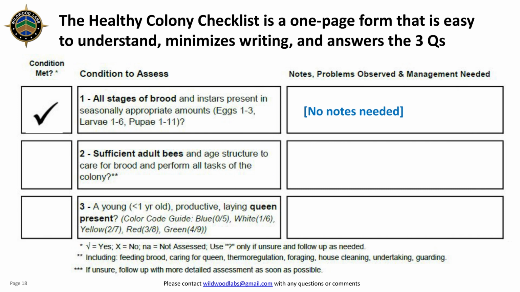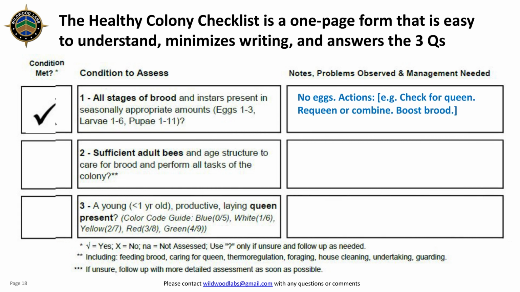Here is an example of a completed brood condition record when the brood condition question can be answered with a yes. No notes are needed because we can assume that expert assessment has confirmed that the condition is seasonally appropriate. Here is an example of a completed brood condition record when the brood condition question is answered with a no. It is helpful to make a brief note about why the condition is not met. In this example, there were no eggs, and suggestions for management and follow-up actions are noted as well.